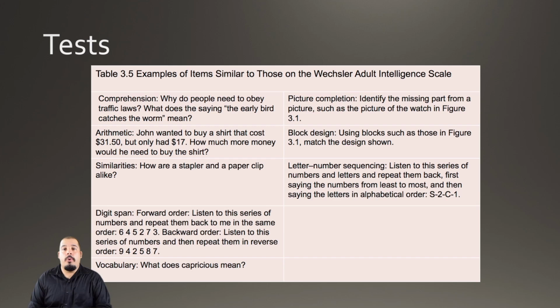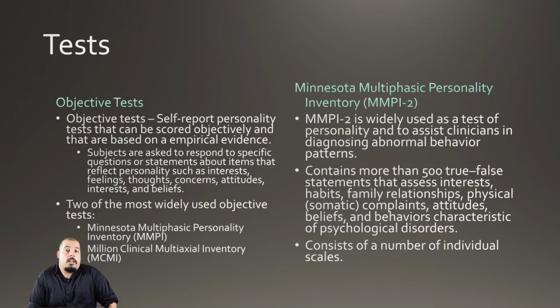So here is table 3.5, which can be found on page 114 of your textbook. These are several sample questions that are asked in the WAIS. Block design and picture completion are shown in figure 3.1, which can be found on page 115 of your textbook. For those who are watching for fun, Google WAIS block design or WAIS picture completion to see examples, and that's WAIS.